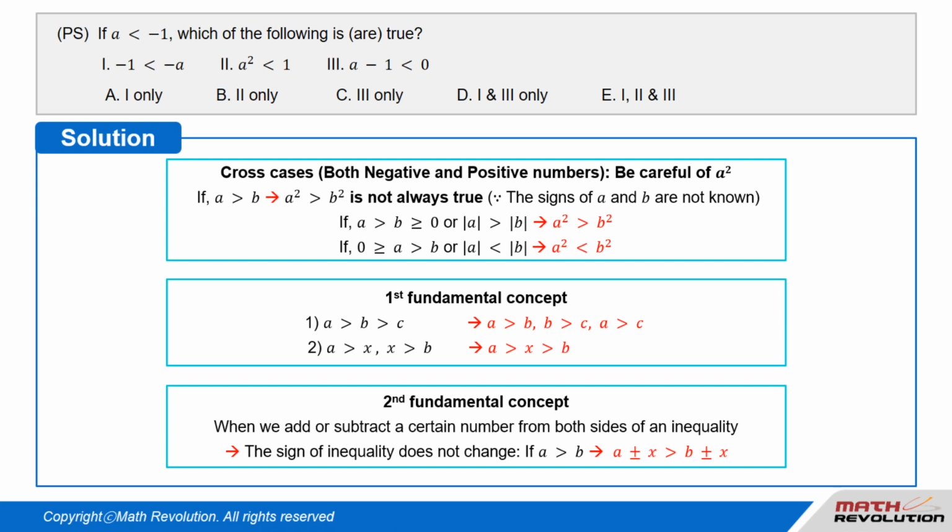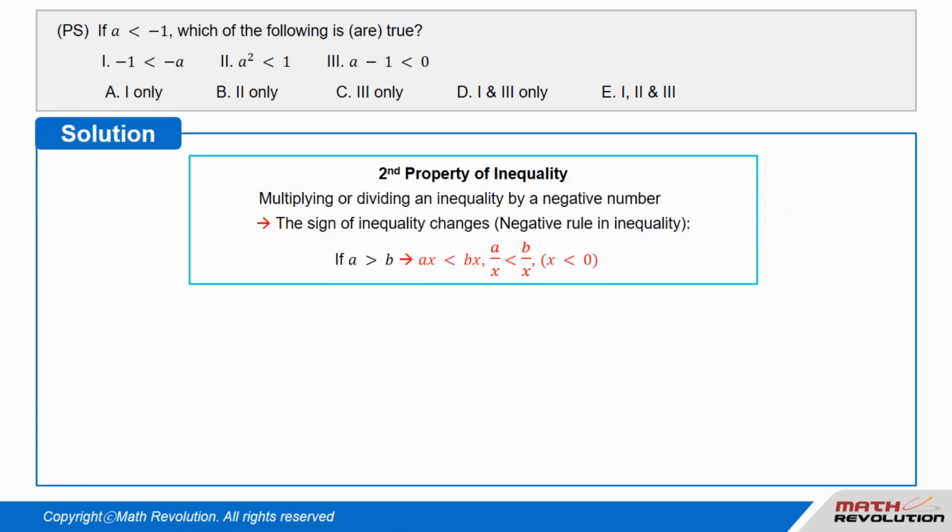The second fundamental concept in inequality. When we add or subtract a certain number from both sides of an inequality, the sign of inequality does not change. So, if we add or subtract x from both sides of an inequality, it does not affect the inequality sign. If a is greater than b, then a plus or minus x is greater than b plus or minus x. The second property of inequality.